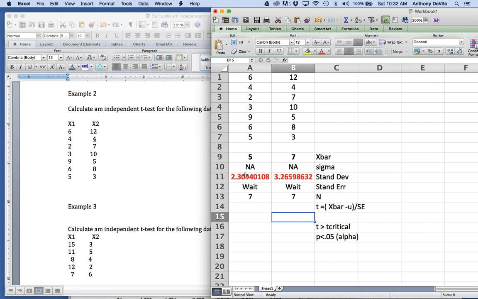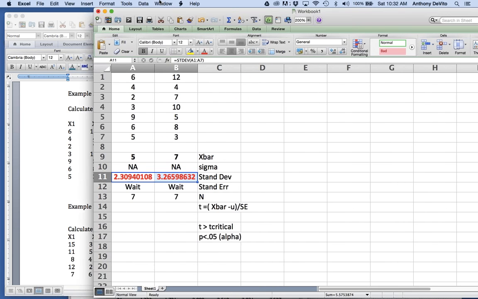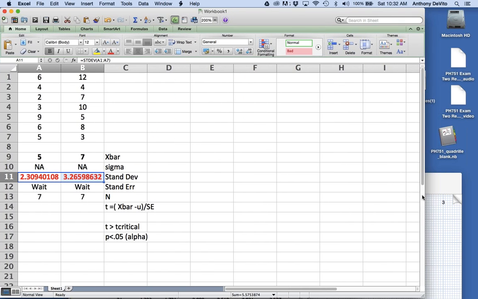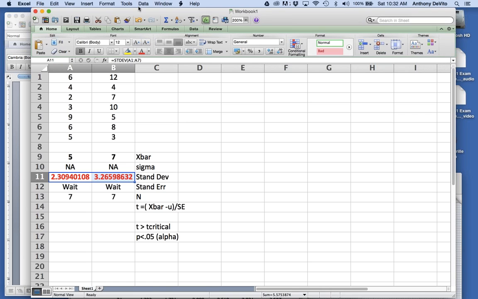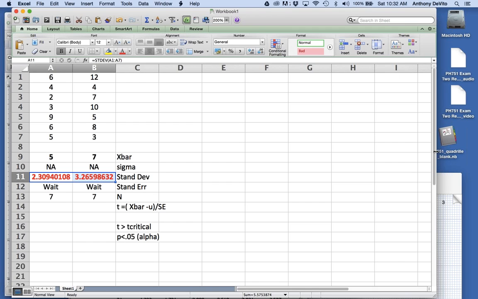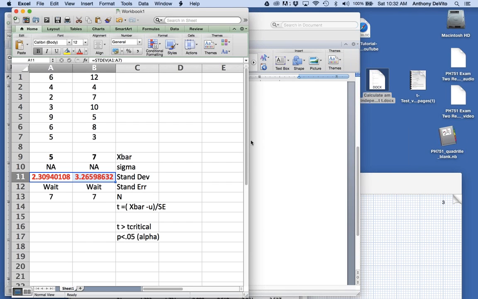Now I have to make a decision. Should I pool these standard deviations or should I use them unpooled? And that's going to be based on whether or not I believe that they're close enough that I can pool the two standard deviations. There's a couple of ways we're going to do this. In SPSS, there's an actual calculation that it does to help you in determining that. When we're doing this manually, we're basically going to be left to use our judgment for the time being.